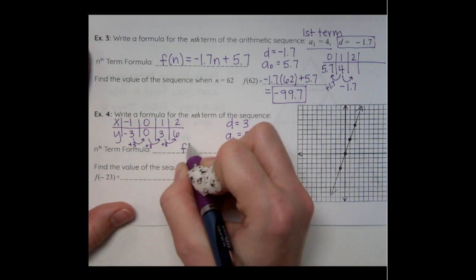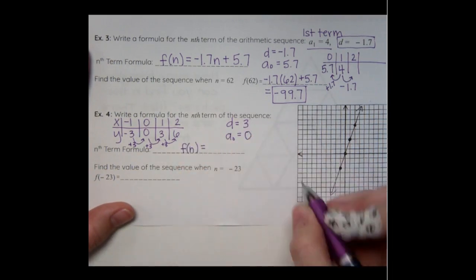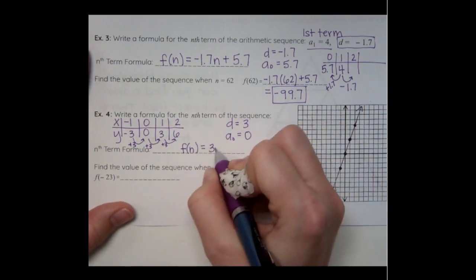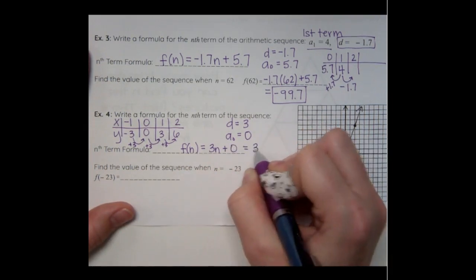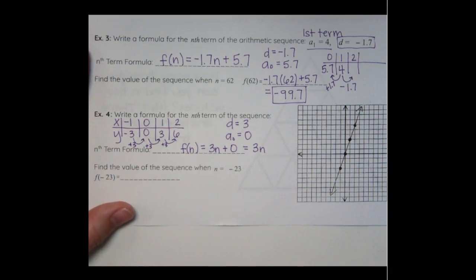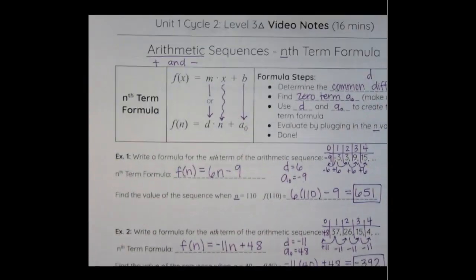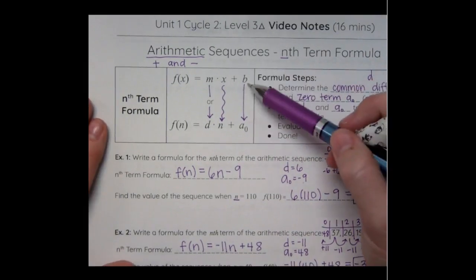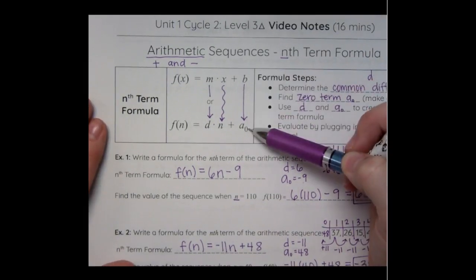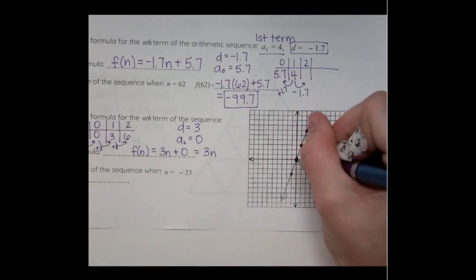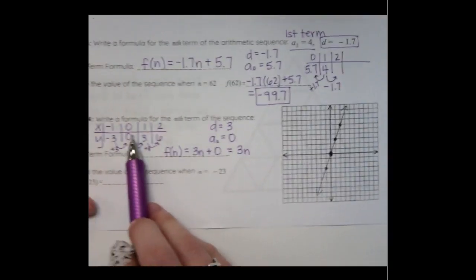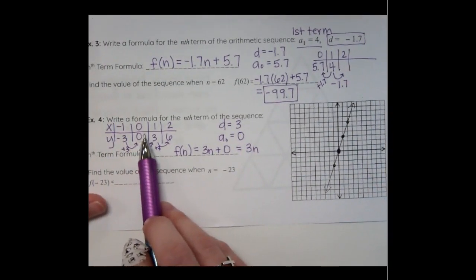So my nth term formula, f of n equals 3n plus 0. So that can just be 3n. And if you remember up at the top, we said that our y-intercept was a sub 0. So if we look down here at our graph, our y-intercept is 0, 0, which is our a sub 0. So that works out perfect.